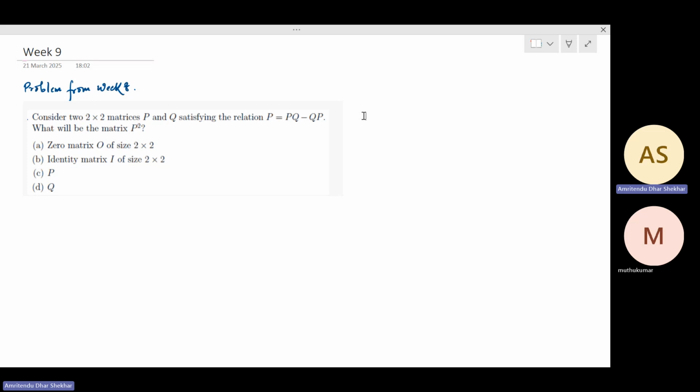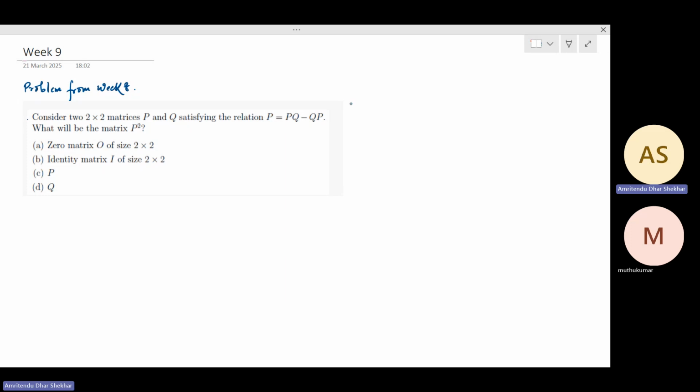Now, last week I was trying to solve this problem in a little bit more generality, where I was trying to say what we can say about the two matrices P and Q if they are in general n cross n matrices. I still do not have the solution to that. What can we deduce if they are n cross n matrices? But for two cross two matrices, it's probably easier to answer. So a couple of things can be immediately deduced.